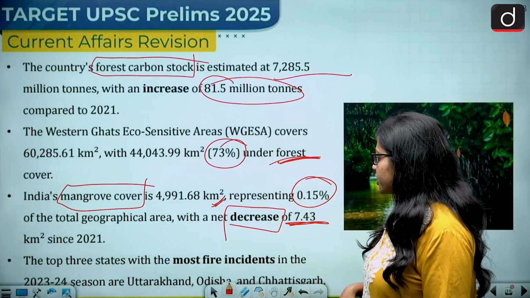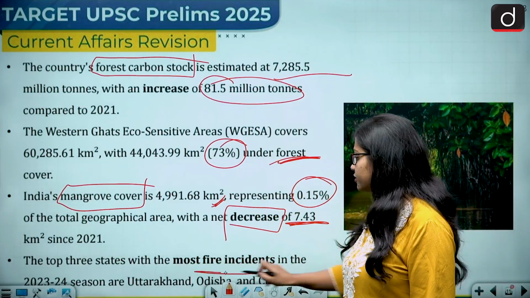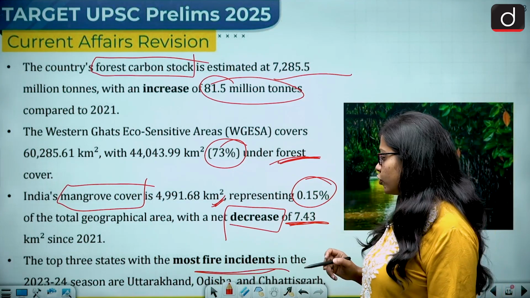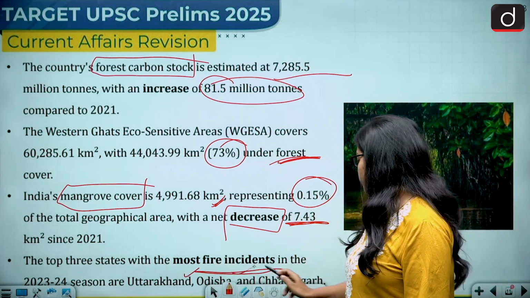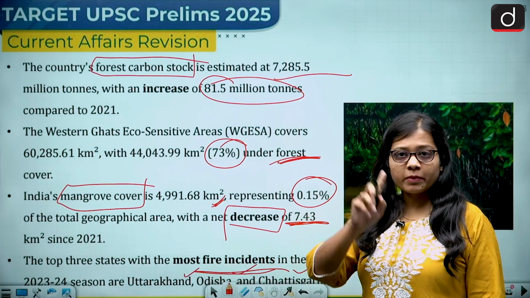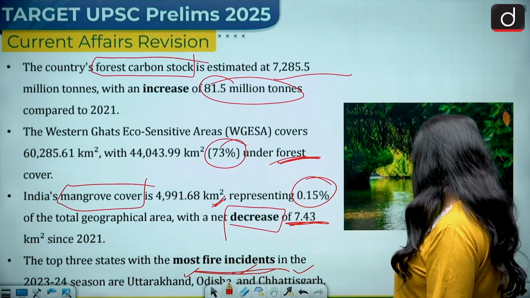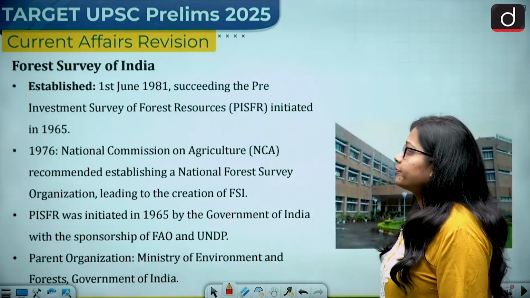Then the top three states with the most fire incidents in the time period of 2023-24 are Uttarakhand, Odisha and Chhattisgarh. So the maximum number of forest fire incidents have been observed in the states of Uttarakhand, Odisha, Chhattisgarh.